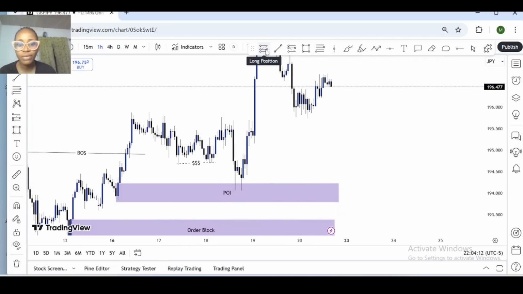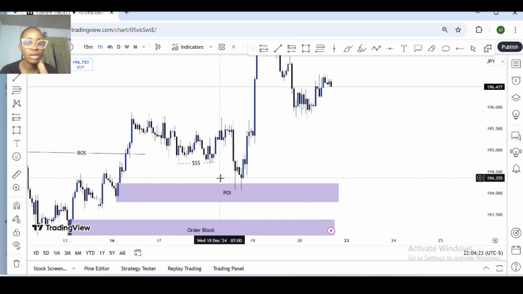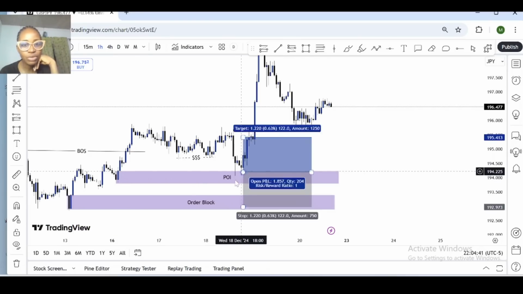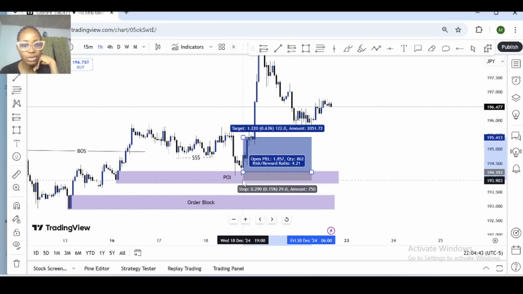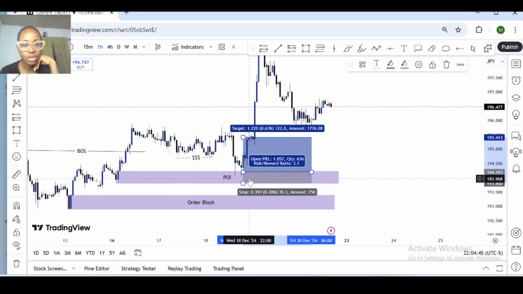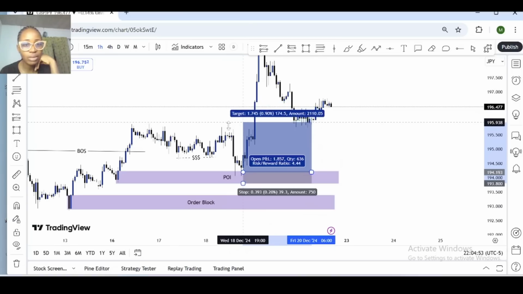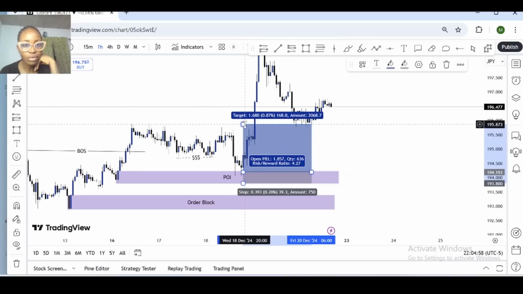So I missed this entry because while I was trying to edit videos for you guys, I actually missed it. So I mapped out this zone. I wanted to see if price was going to react to this zone or come all the way down here before the next push. Since I was not even looking at the charts, I missed this entry, but it's fine. You can see here, my target would have been this recent high here.